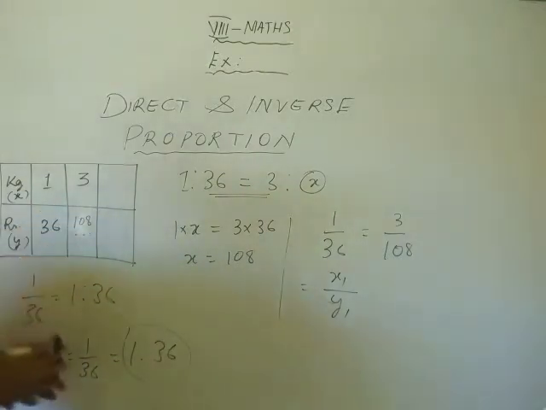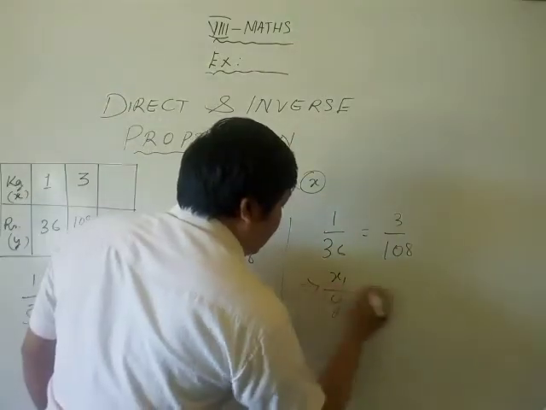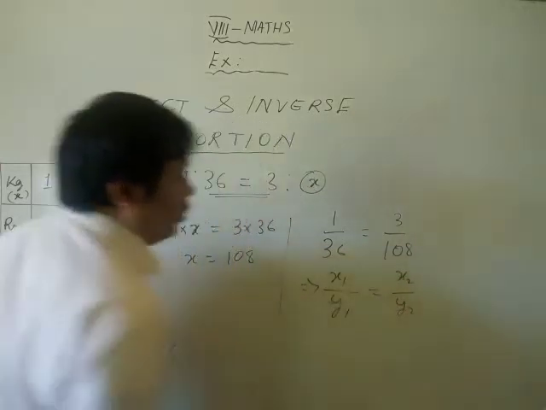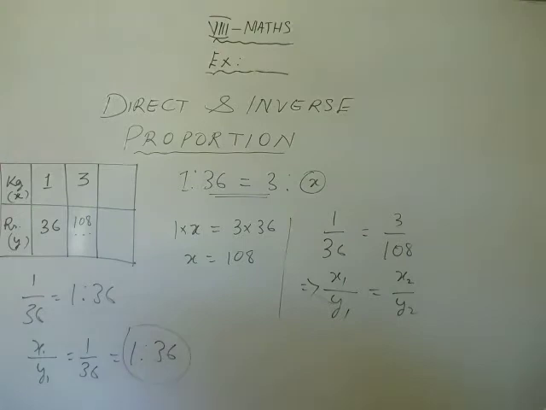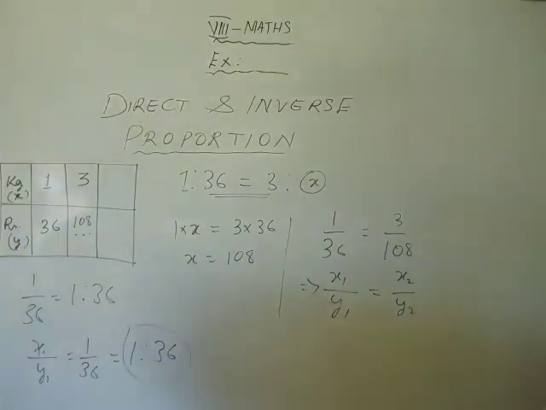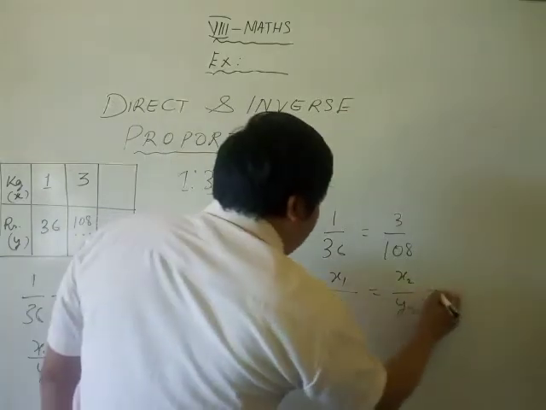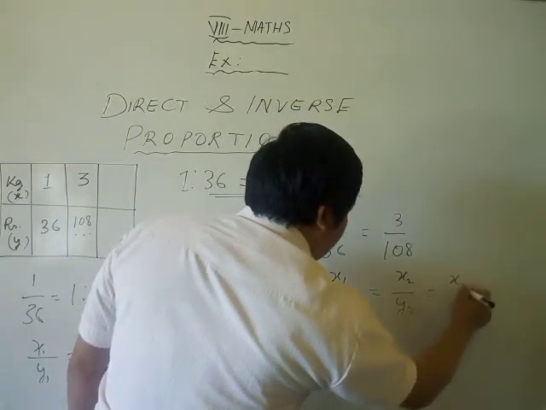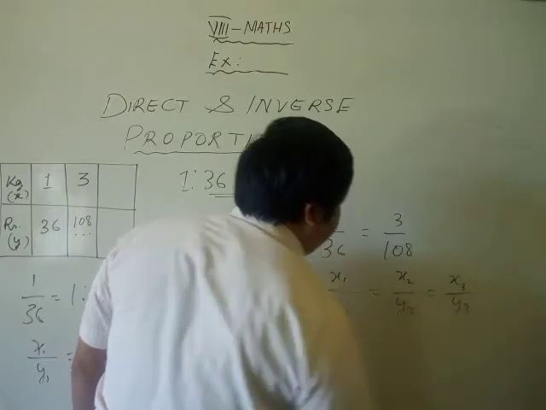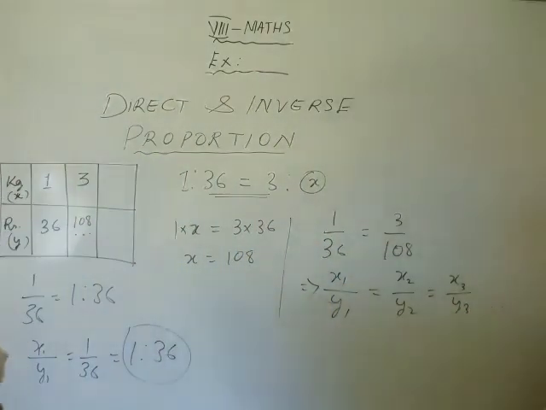3 and 108 is x2, y2. Why are they the same? Because they are in proportion, so they are the same. Understand? So from this it will again become equal, x by 3, y by 3. It will go like this, because they are in proportion.